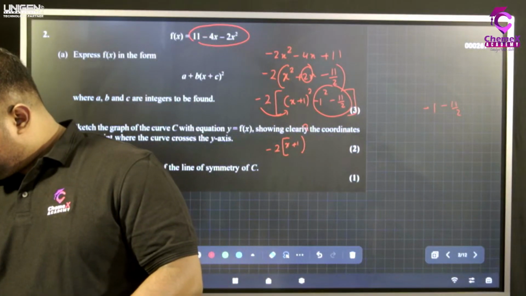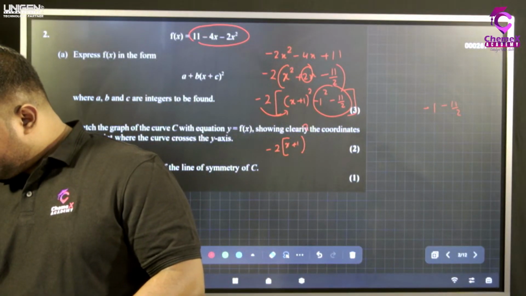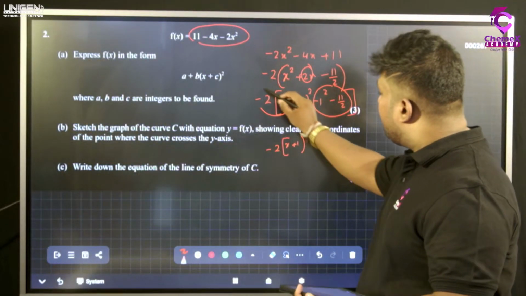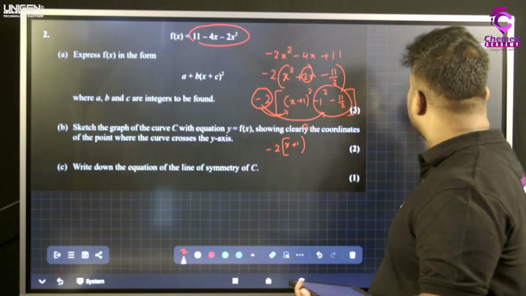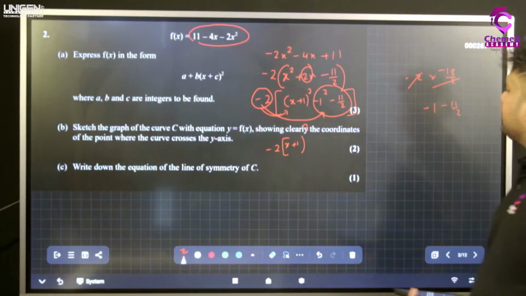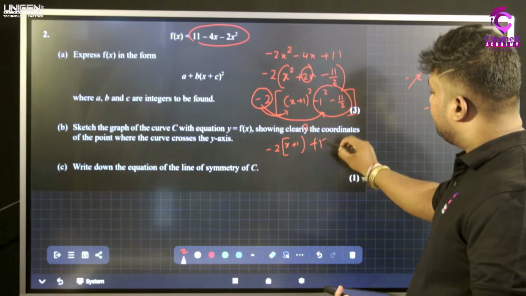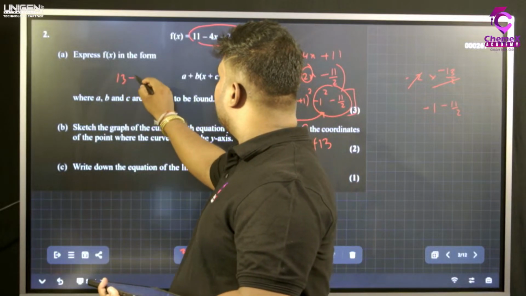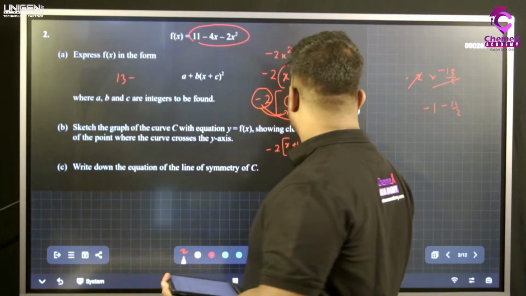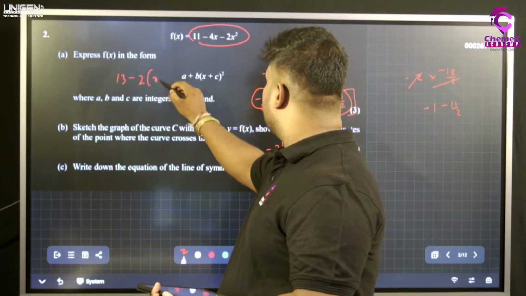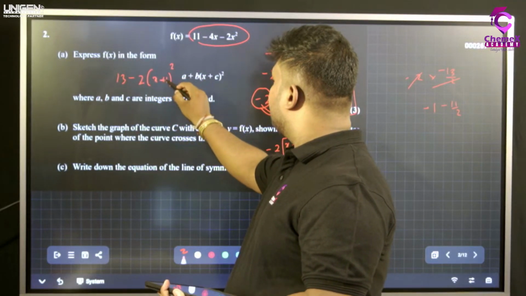Minus 13 over 2. Minus 13 over 2. 13. So since I am multiplying this with this minus, so minus 13 over 2 into minus 2 is what? Plus 13, right? So did you understand how to write that now? So that's going to be 13 minus, I'm just going to write the number in the front, 2 times x plus 1 squared. Got it or no?